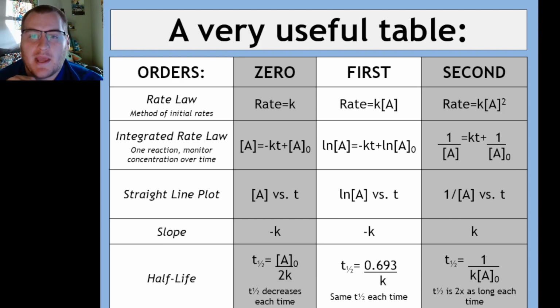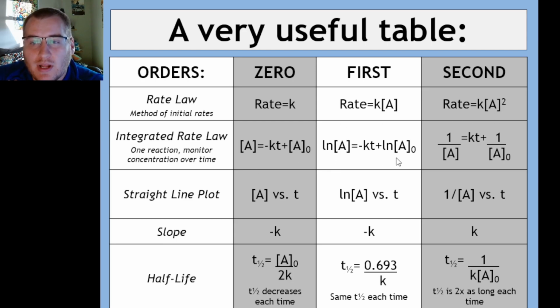On your next page, you have this table printed out for you. This has all of your different useful variables, formulas, and stuff like that for 0, first, and second order. First, it has your rate laws, which is what a general rate law would look like. For the 0th, the rate is just equal to the rate constant, k. For the first, it's equal to k times A to the first power, and for second, A to the second.